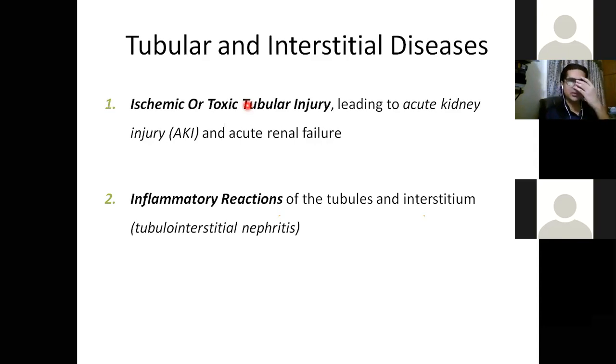And we will see how this damage can occur, right? And this damage is always acute. So there is no chronic form of tubular injury. It is only the acute form, that is acute tubular injury, right? And it is also called acute kidney injury, right?